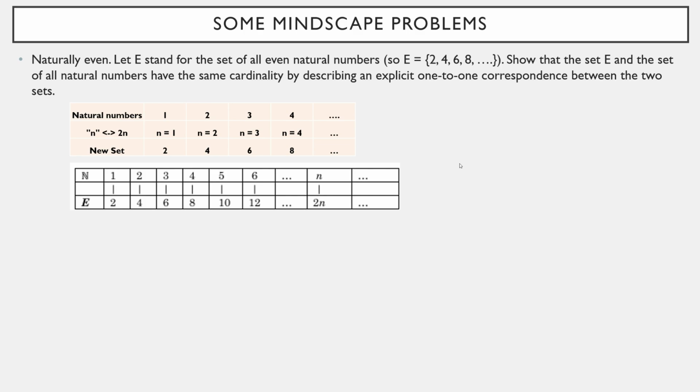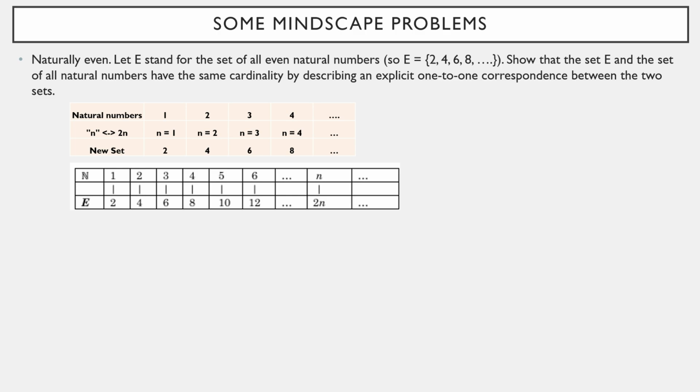Let's do another one just so you can kind of see this. I have two Mindscape problems for you here. Let E stand for the set of all even natural numbers. So I have this new set E, which is the numbers 2, 4, 6, 8, 10, 12, 14, and so on forever. Show that this set E and the set of all natural numbers have the same cardinality by describing an explicit one-to-one correspondence between the two.